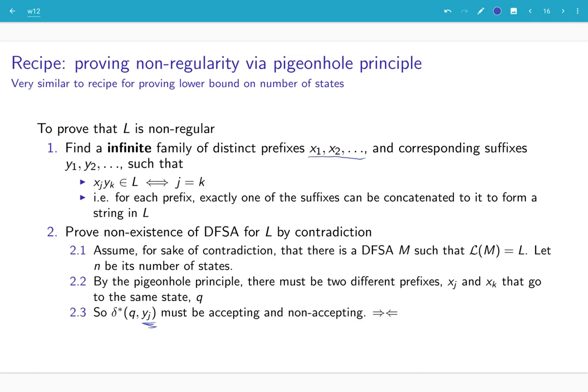This is very similar to our recipe for proving a minimum number of states for a DFSA. We're just pushing that minimum to infinity.